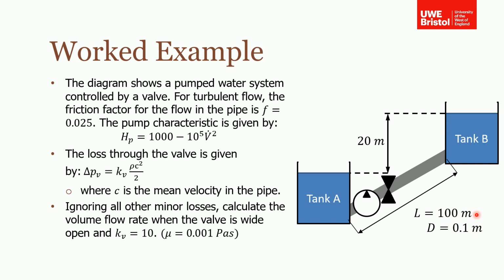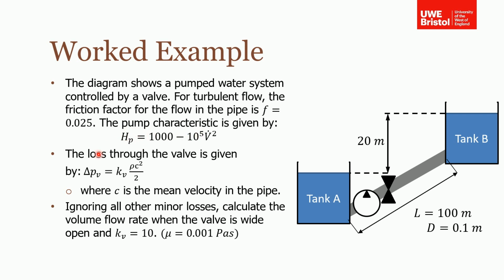We're given the dimensions of the pipe, its diameter and its length. You can see there's a pump and a valve in this pipe network. And we're told that for turbulent flow, the pipe friction factor is 0.025. I'm also given the pump characteristic curve. But just notice here that this is HP, so this is the head of the pump. In other words, this is in meters, not pascals, so we just need to be aware of that later on.